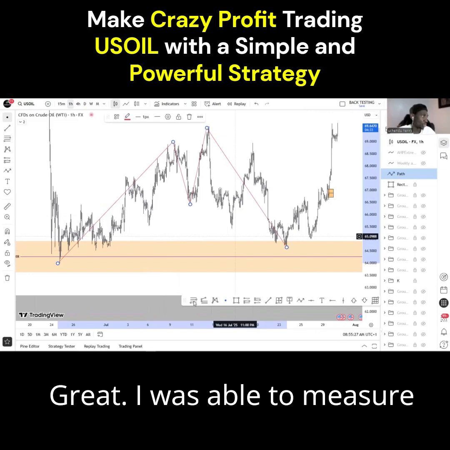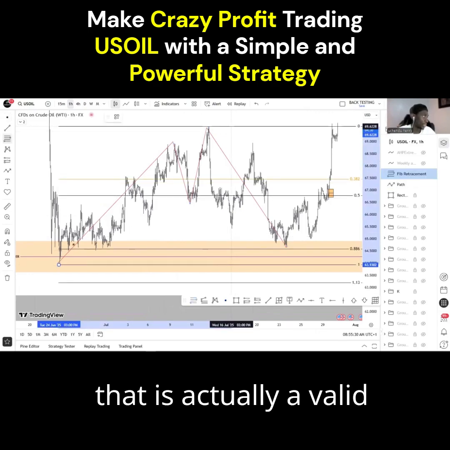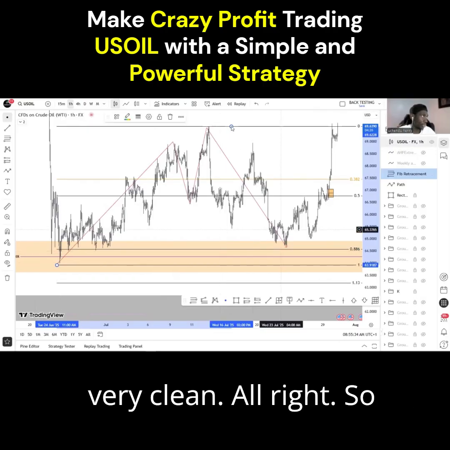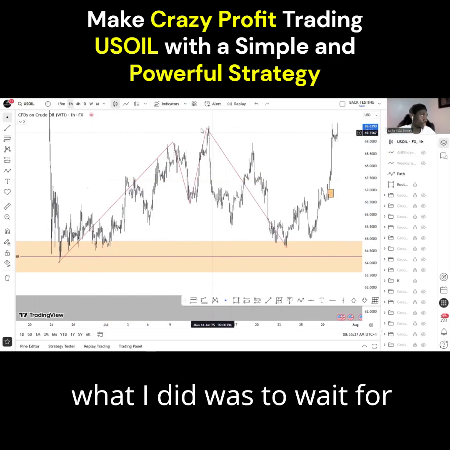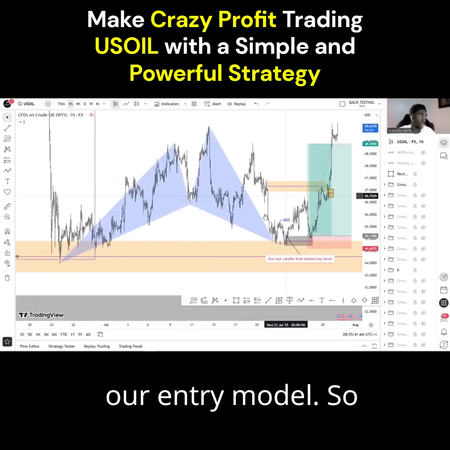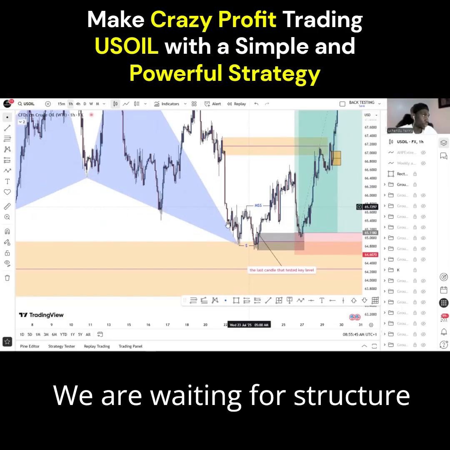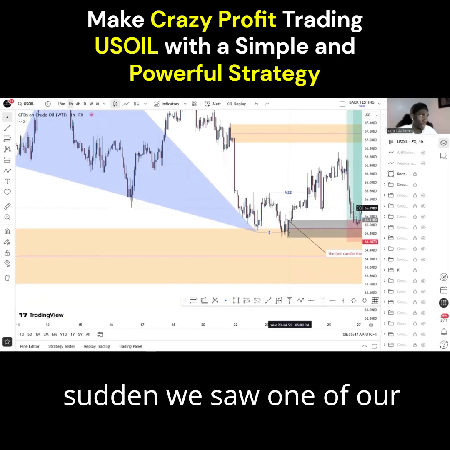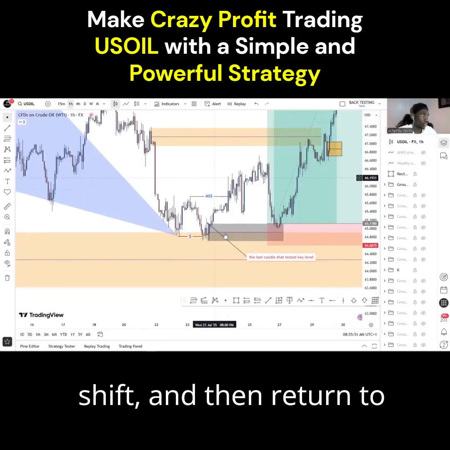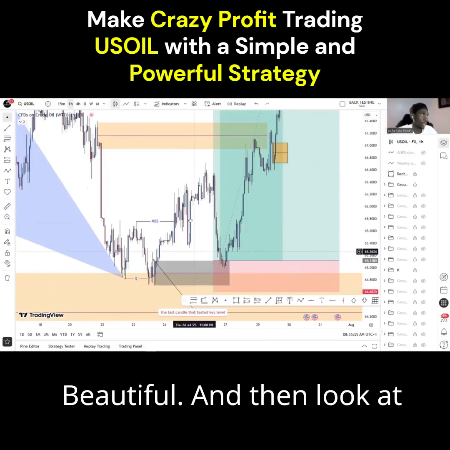Great. I was able to measure it, and I saw that that is actually a valid shark pattern of 0.886. Very, very clean. All right. So what I did was to wait for structure shift and any of our entry model. So we are waiting for structure shift, and then all of a sudden we saw one of our entry, which is sweep of liquidity, market structure shift, and then return to origin that caused that market structure shift. Beautiful.